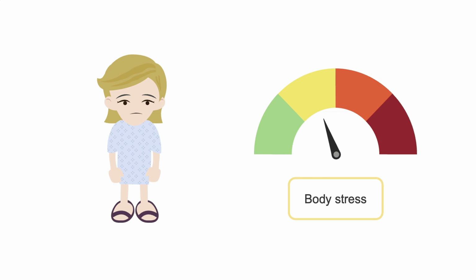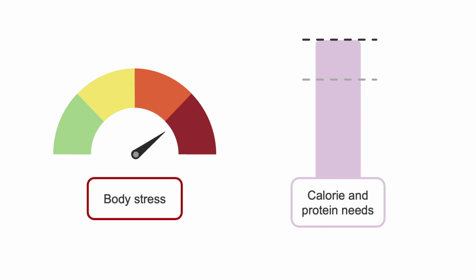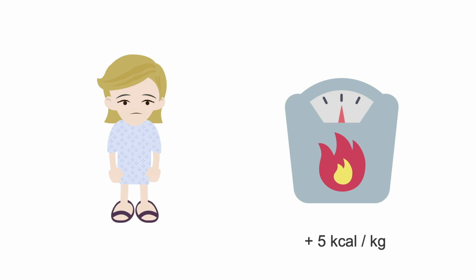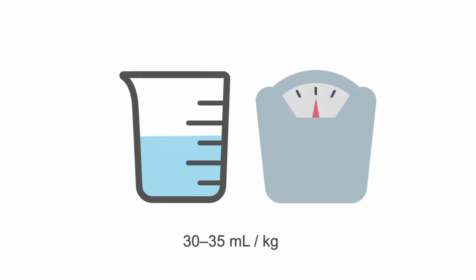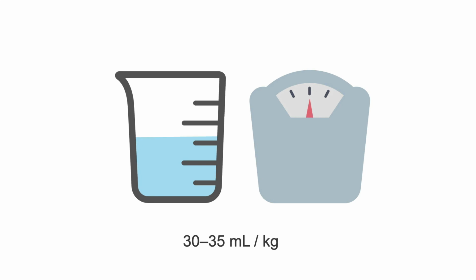It's also important to remember that malnutrition puts stress on the body and increases patients' calorie and protein needs. So if you suspect that your patient is malnourished, you should increase their calorie needs range by 5 kcals per kilogram. Finally, let's cover fluid needs. To calculate fluid needs for adults, you'll use 30 to 35 mLs per kilogram of body weight, regardless of BMI. So now you're able to roughly estimate a patient's calorie and fluid needs, which will be necessary to get them started on a nutrition regimen, whether that be food, tube feeds, or IV nutrition.